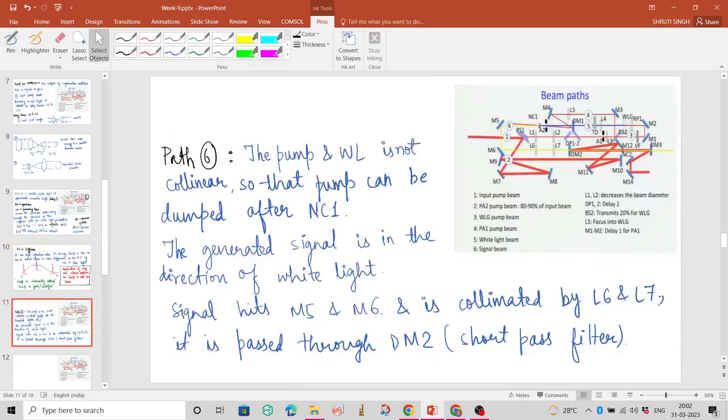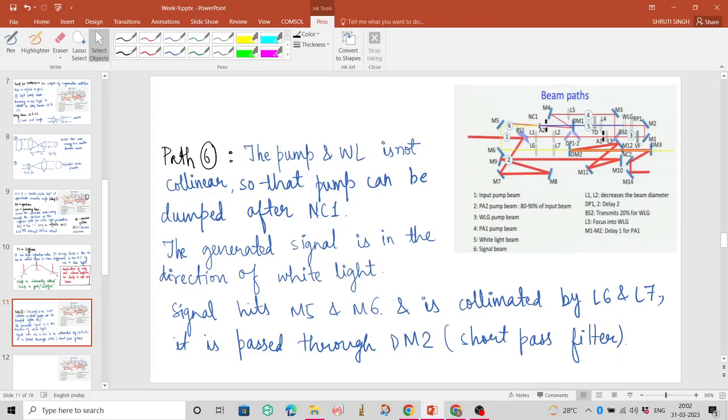Now we were discussing that the signal, after getting generated from this nonlinear crystal 1, hits the mirror M5, then M6, and then it is again collimated using the relay lens pair L6 and L7, and is focused on the dichroic mirror 2. Then it gets transmitted through the dichroic mirror 2 and hits NC2, nonlinear crystal 2. Now we have the signal generated.